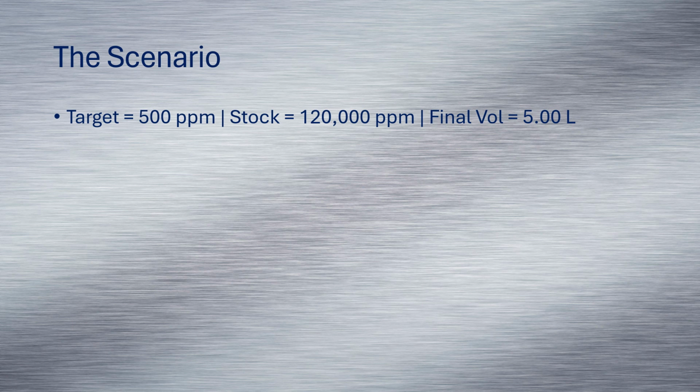You need 5 liters of a 500 part per million chlorine solution using 12% sodium hypochlorite as your stock. Remember, 12% equals about 120,000 parts per million, so we're finding how much of that concentrated bleach to add before topping off to 5 liters.